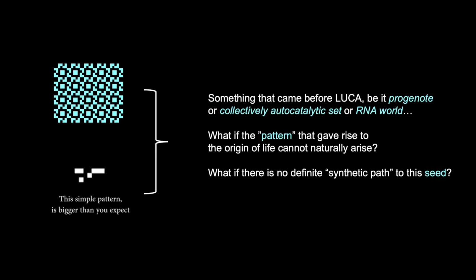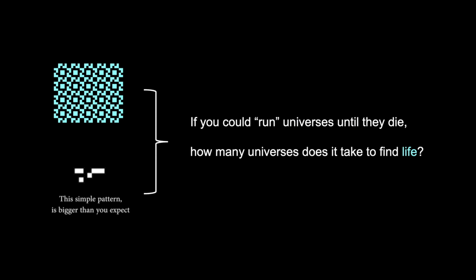So here's my hypothesis. Something that came before LUCA, that started life, whether it's per genome, collectively autocatalytic set, or RNA world, whatever you want to call it, whatever pattern that gave rise to the origin of life, what if it's a pattern that cannot naturally arise? What if there is no definite synthetic path to the seed? If you could run many universes until they die, how many universes does it take to find life? So that's why I say that life may require an exhaustive search of multiple universes, like the traveling salesman problem. There may be no shortcuts.